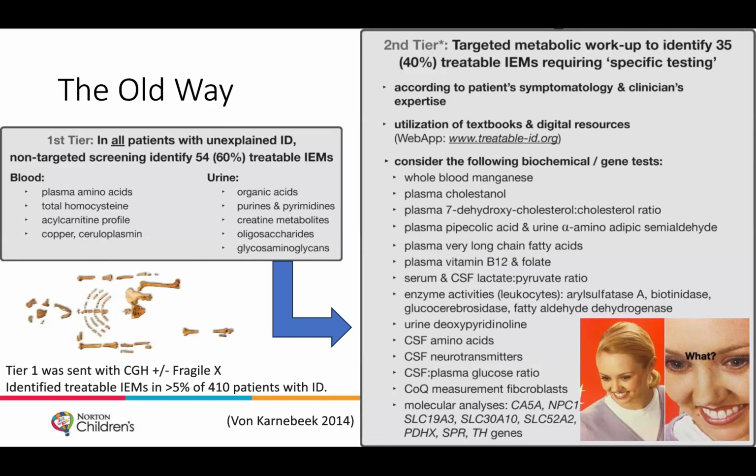And how much is an exome? It's like $1,000, right? And these take weeks to come back. So this is a fossil. That's why I put the fossil there. They would run this in tandem with CGH and Fragile X. That was the old way.